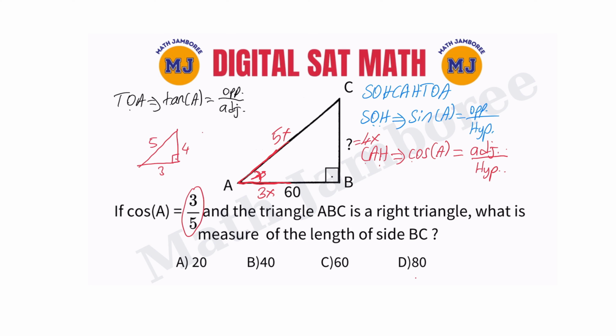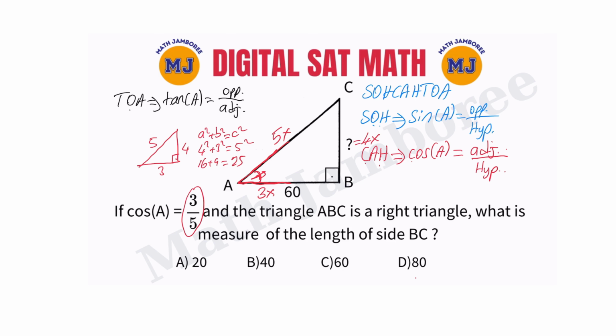Why? Because we know that from the Pythagorean theorem, a squared plus b squared must be equal to c squared, and this is 4 squared plus 3 squared must be equal to 5 squared, because 4 squared is 16 plus 9 gives you 25, right? So that's why it's a special triangle.